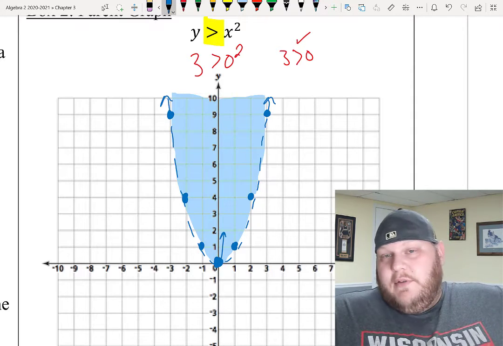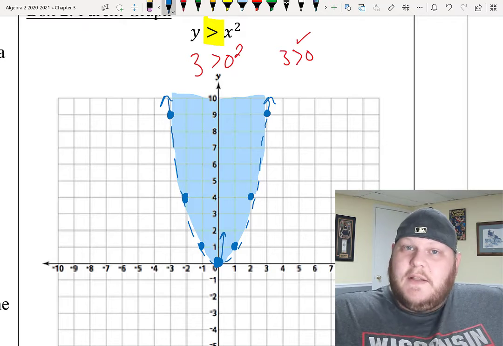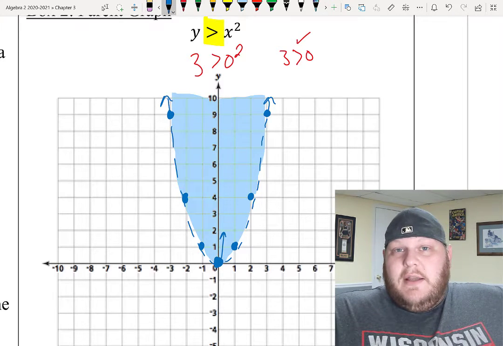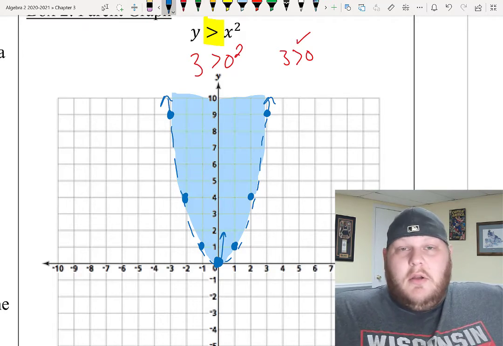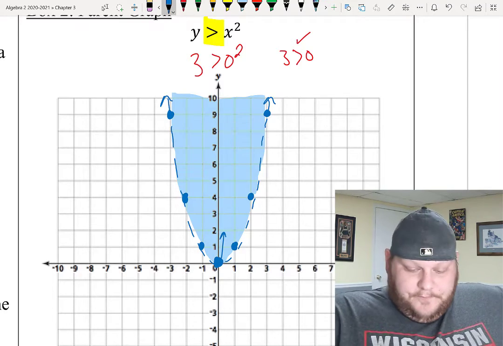So that's another way of doing it. That's a little bit easier. That's one I usually go with rather than doing a test point. But if it's unclear where it should be going, you can always do the test point just to make sure.